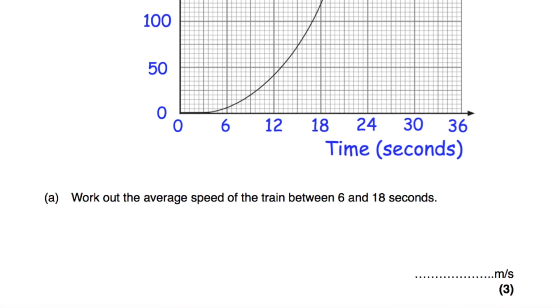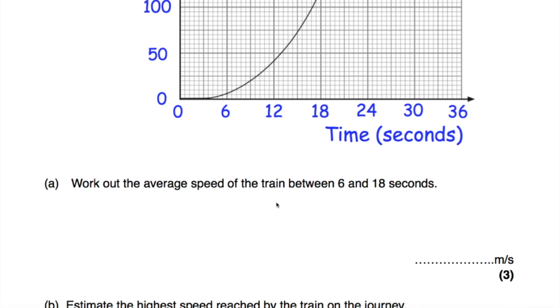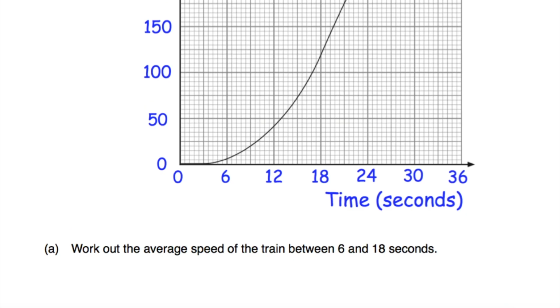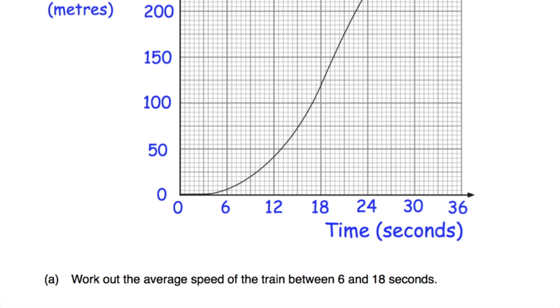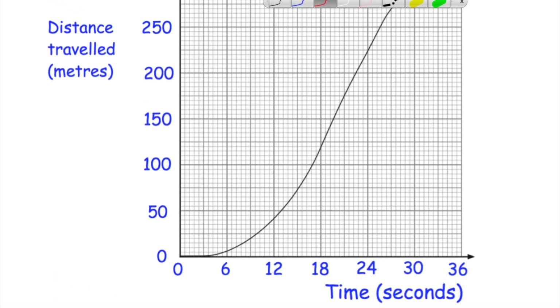And then if we go on down, we've been asked to work out the average speed of the train between 6 and 18 seconds. So if you've got a distance time graph, if you want to work out the speed, you work out the gradient of that graph, and it's the average speed between 6 and 18 seconds. So we want to find the points on the curve at 6 seconds and 18 seconds. So 6 seconds would be there, and 18 seconds would be here. So there's the 2 points, and we want to find the average speed between them.